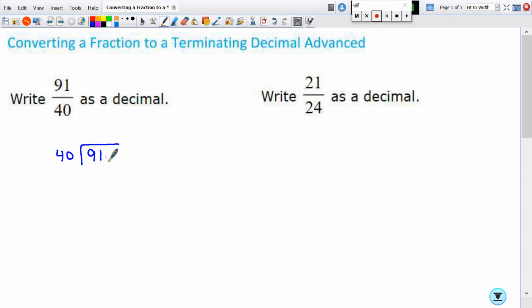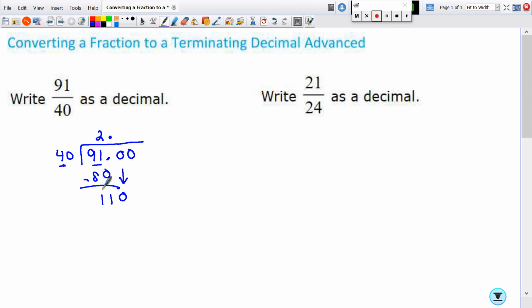Since they say as a decimal, we're probably going to have decimal answers, so I'm going to put a decimal, and I usually start off with 2 zeros. When I divide this, I bring the decimal point straight up. 40 goes into 91 two times. 2 times 0 is 0. 2 times 4 is 8. Subtract: 91 take away 80 is 11. Bring down the next 0.